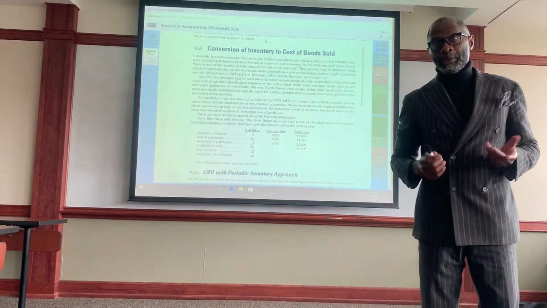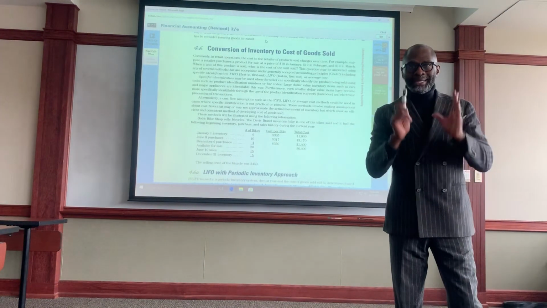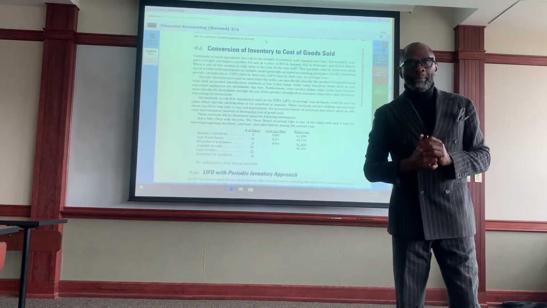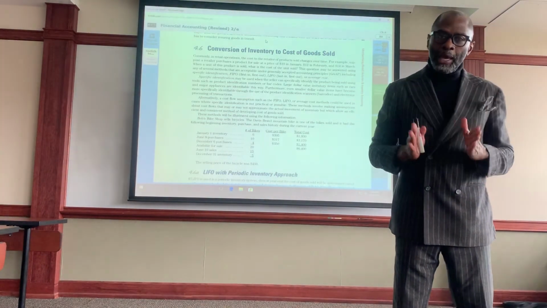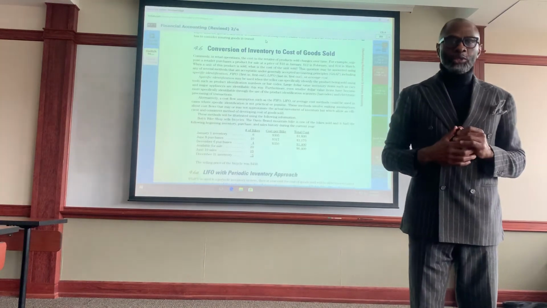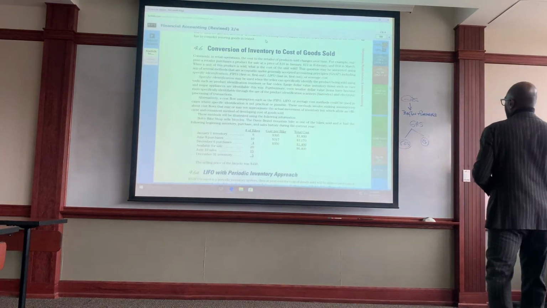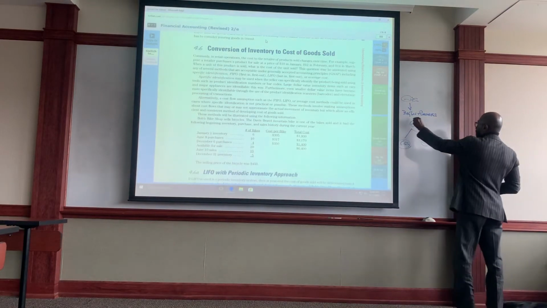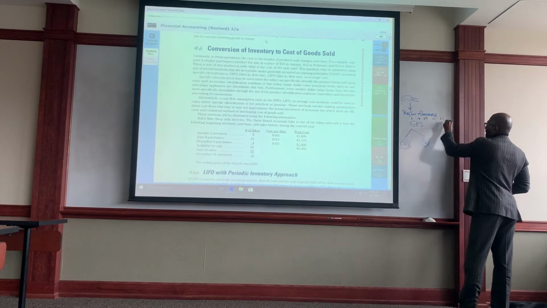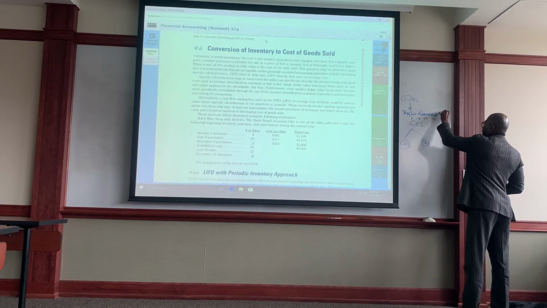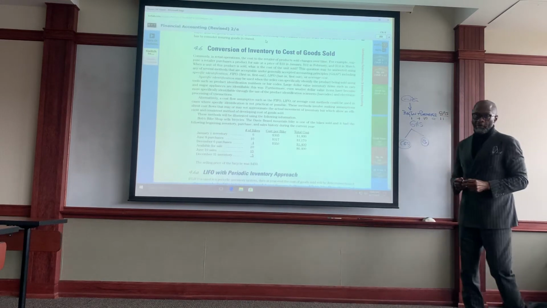I use an example. I had one watch in beginning inventory. I purchased 10 more watches. How many watches do I have available to sell? You say 11 watches. I say you're absolutely correct. So now that I have 11 watches in inventory, I started out with one, I purchased 10, I have 11 watches available to sell. My goods available to sell equals 11 watches.